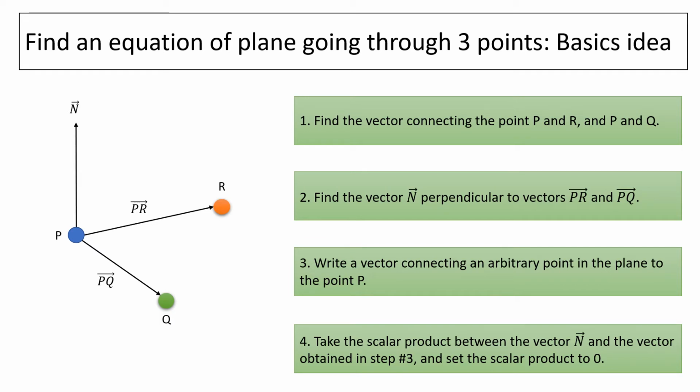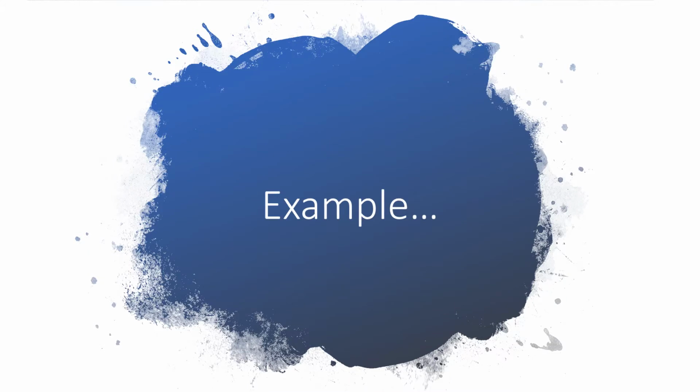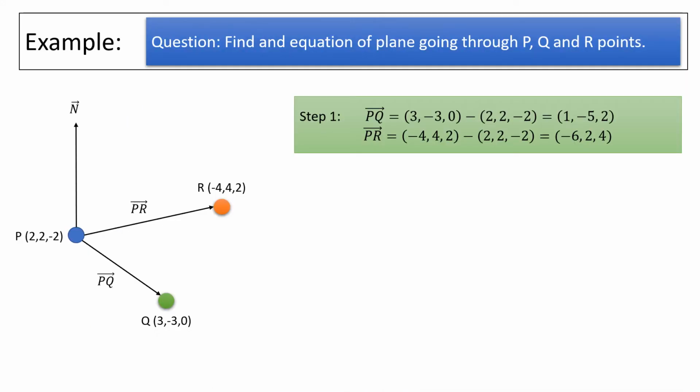Let's take an example to make it easier to see. Let's say we have point P, whose coordinates are given by 2, 2, minus 2. Then we have another point R, which is negative 4, 4 and 2. And another point Q with coordinates 3, minus 3, 0.